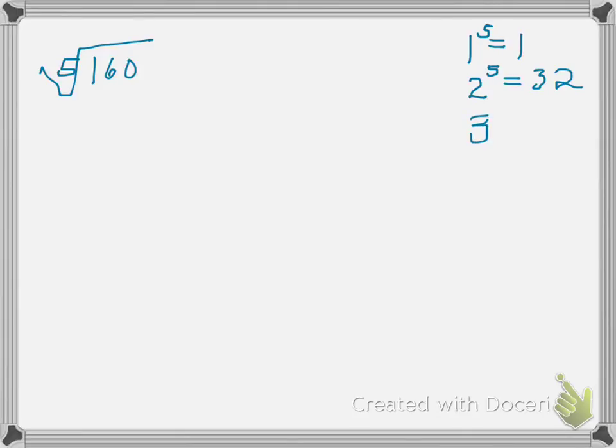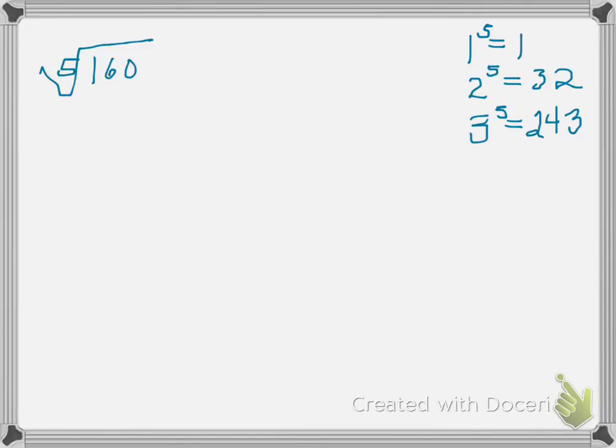3 to the fifth means 3 times 3, that's 9, times 3 times 3, that's another 9. So 9 times 9, that's 81, times 3. So 3 to the fifth is 243. So you need to have those on your index card, in your brain, something, okay, your fifths. When you see that index right there, you start thinking fifths, all right?